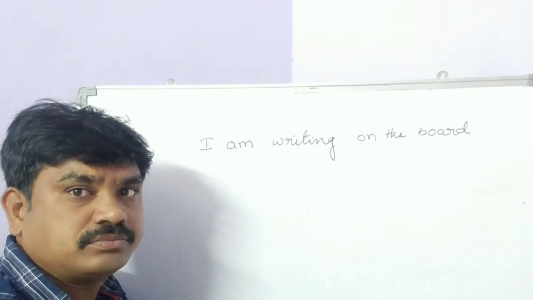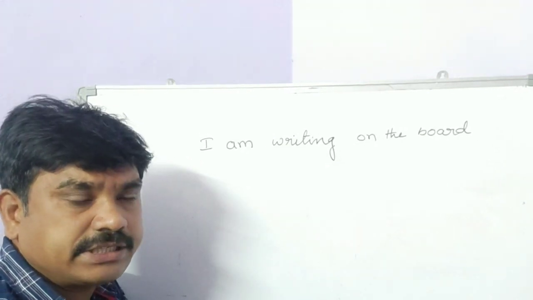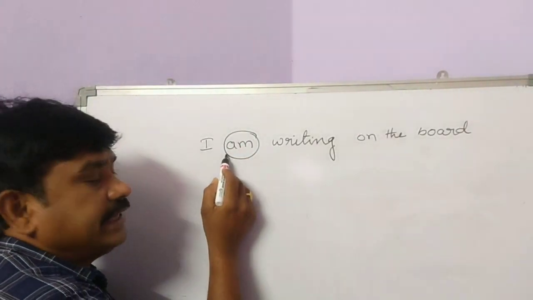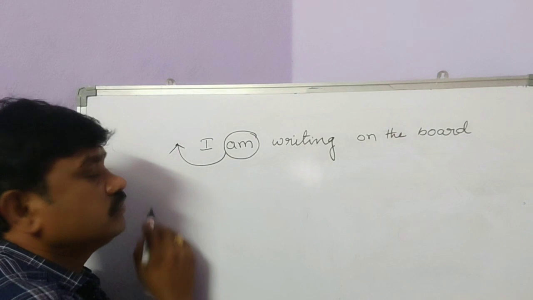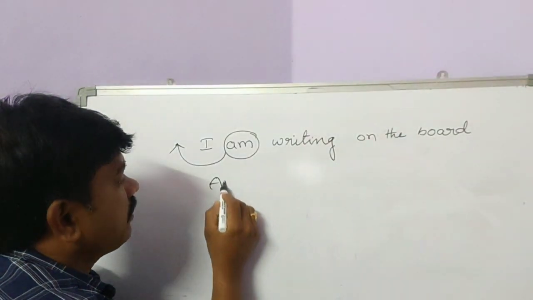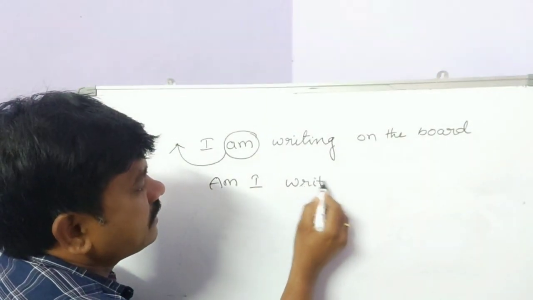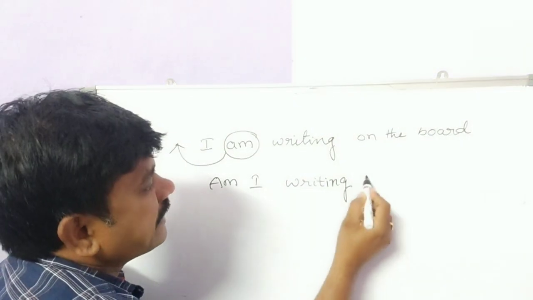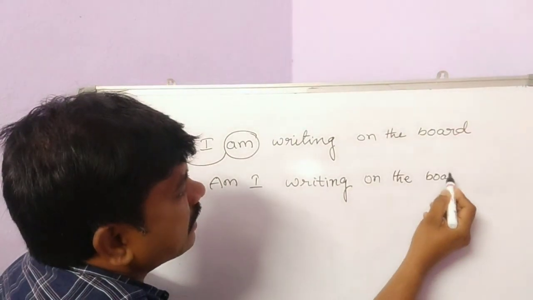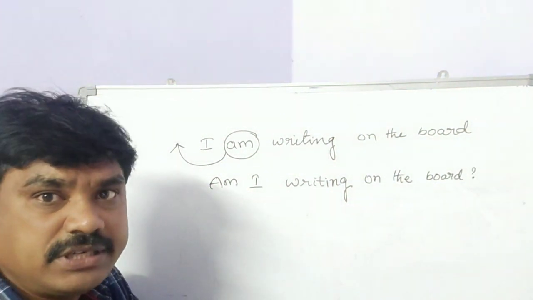Okay. Look at the sentence: I am writing on the board. Simple. If you want to change the sentence into question form, we have to take this helping verb and write it here. How can we write? Am I writing on the board? We must add a question mark at the end of the sentence.